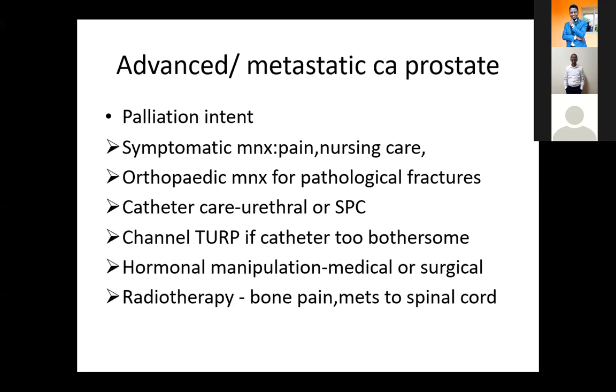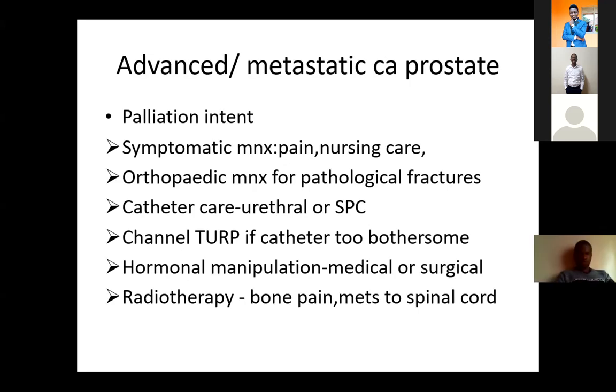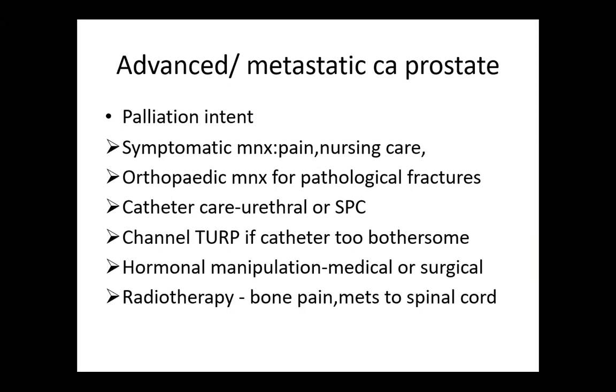In advanced or metastatic prostate cancer, the intention is to do palliation. In this palliation, we intend to do symptomatic management, that is for pain, nursing care. We also want to have orthopedic management for pathological fractures, and catheter care, maybe urethral catheter or SPC. If the catheter is too bothersome, you can also do a channel TURP.